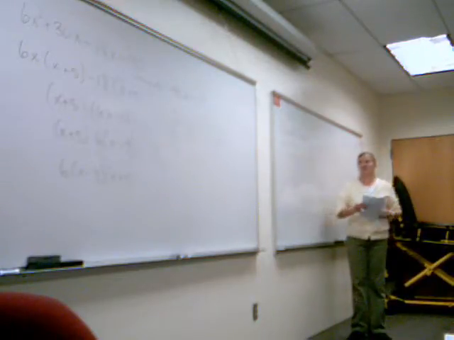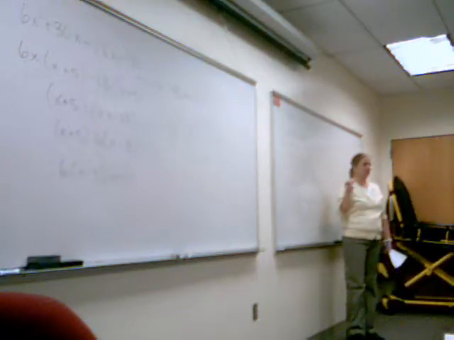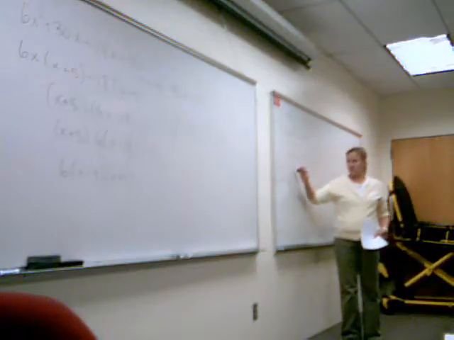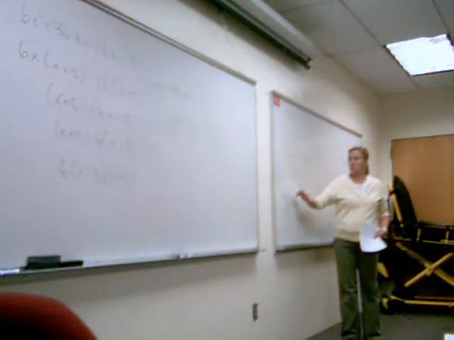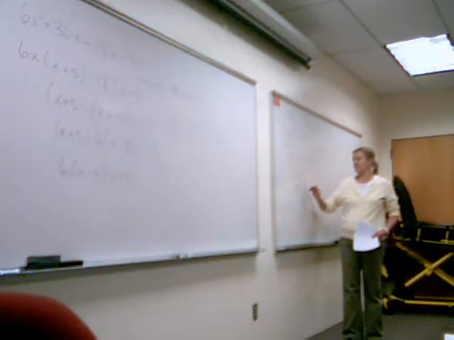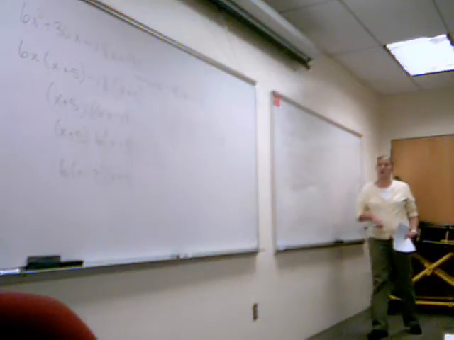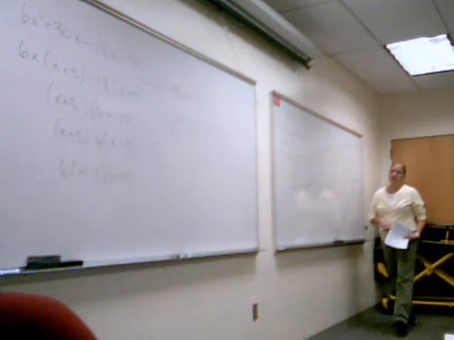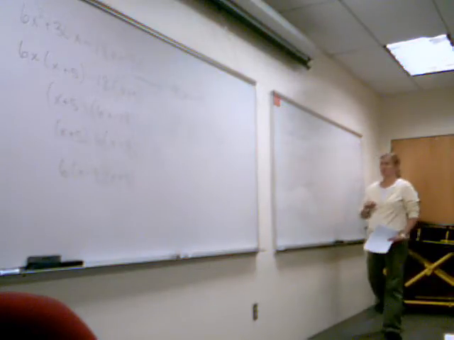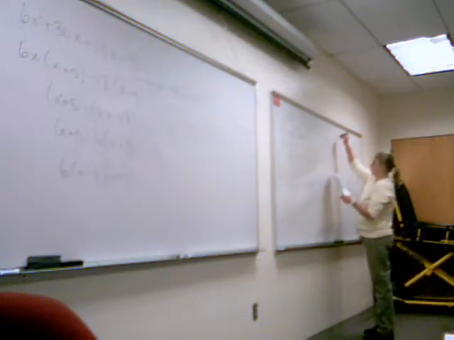Now, does anybody know what a trinomial of this form is called? Okay, it's called a quadratic. It's called a quadratic equation. You just might see it referred to that. Quadratic equation just means you start with degree 2. The trinomial starting with degree 2.